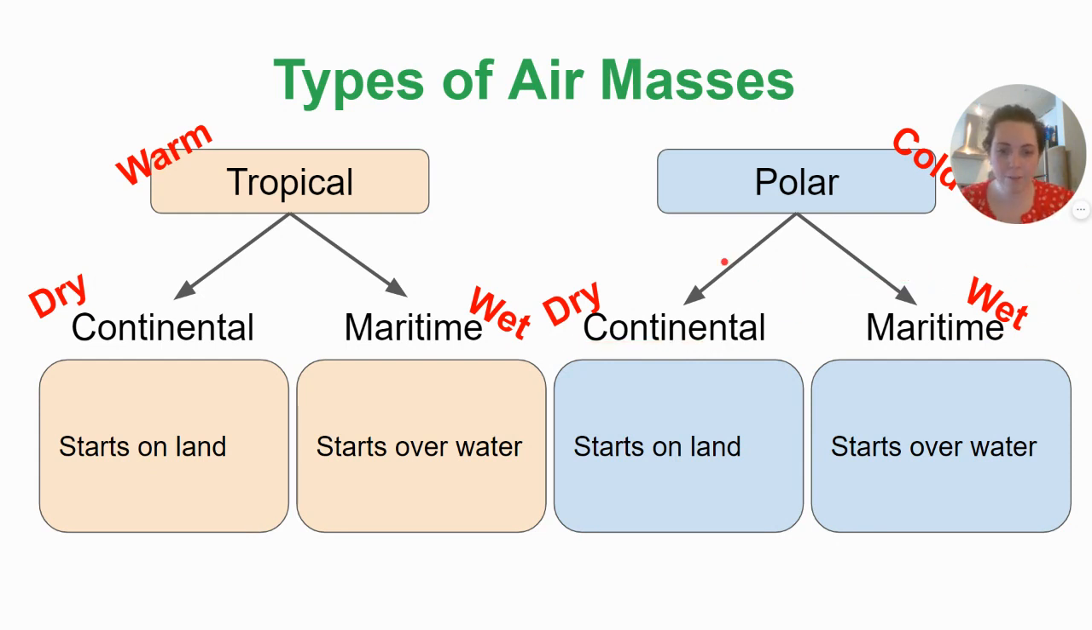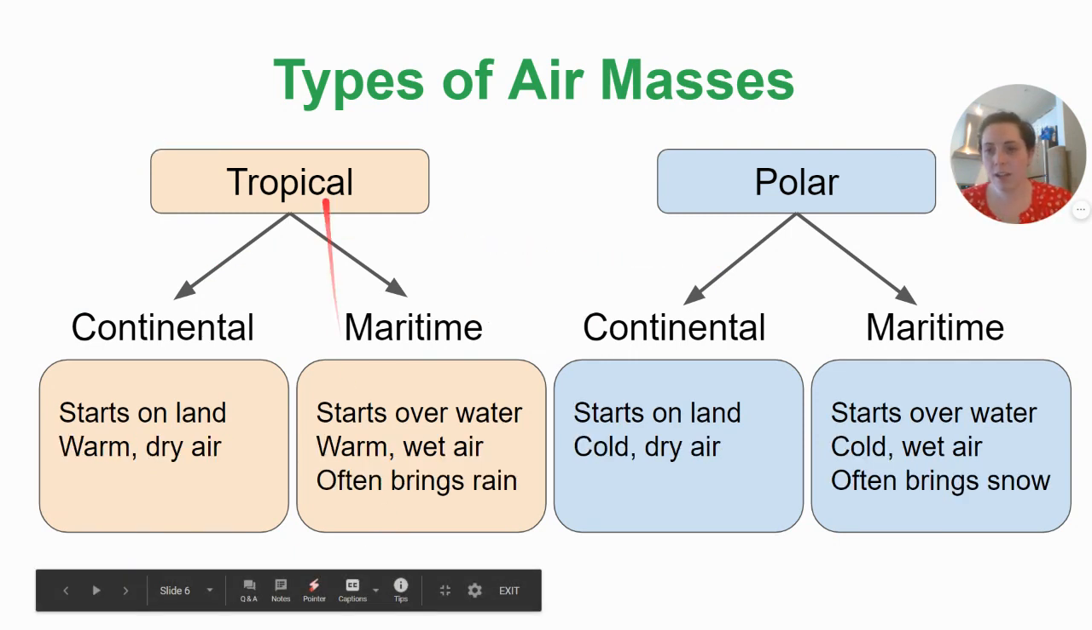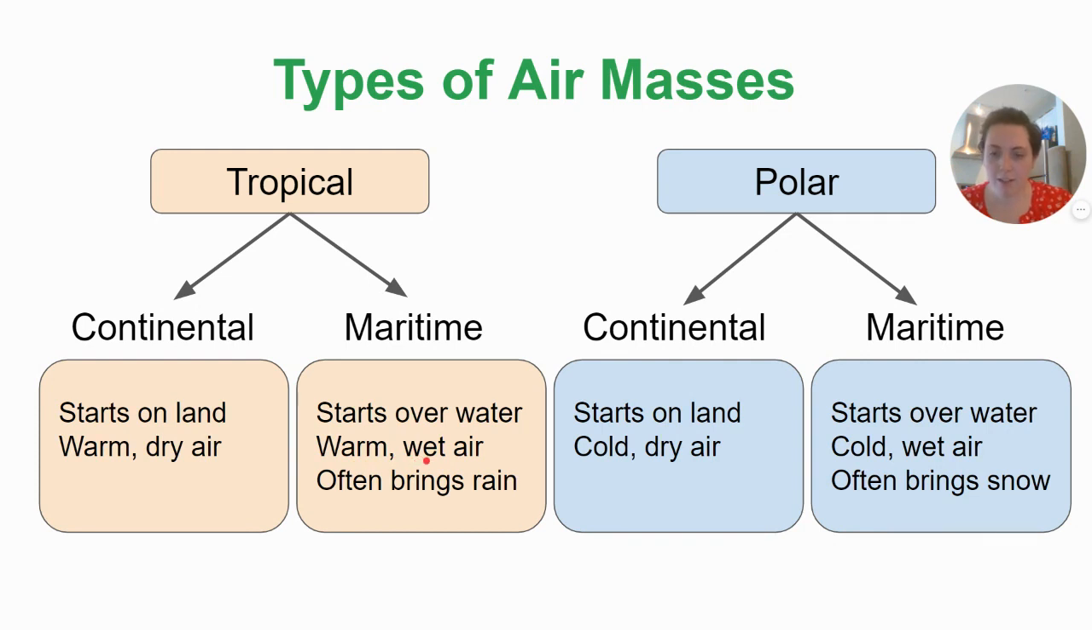So what we're going to get from that in order to put in our boxes down here. Our tropical air is warm. Our continental air is dry. So it's warm, dry air for tropical continental. Our tropical air is warm, but our maritime air is wet. So if it's tropical maritime, you get warm, wet air. Because that air is so wet, it's holding a lot of water, right? So you're more likely to get precipitation. And being in a warm area, that precipitation is likely to be rain.